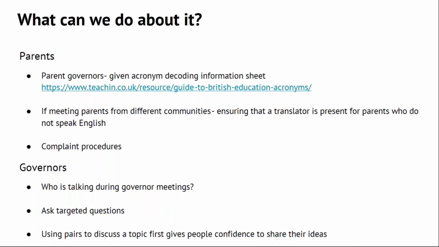Sorry, just a point on parents. Just going back to parents, it's important for governors to keep those relationships open with parents, especially on things such as the new relationships and sex education. So are there opportunities for parents to give their feedback on things like this? And there is more information on that on the DFE website.